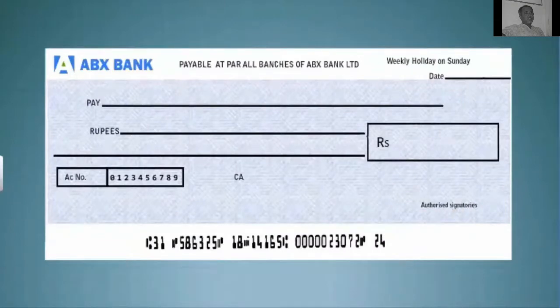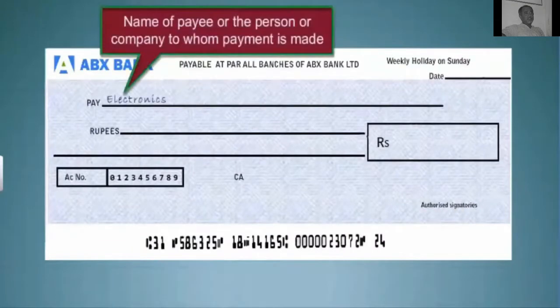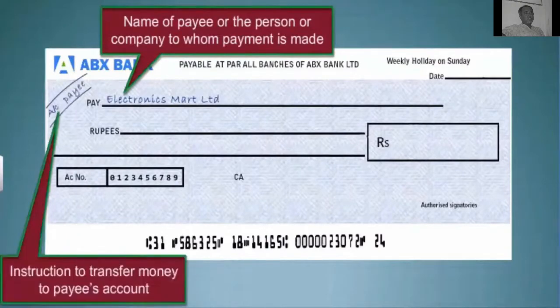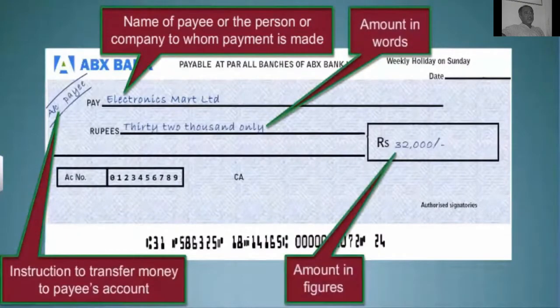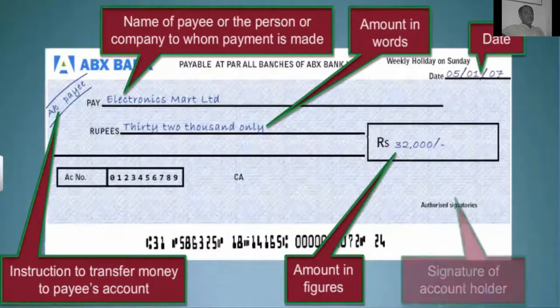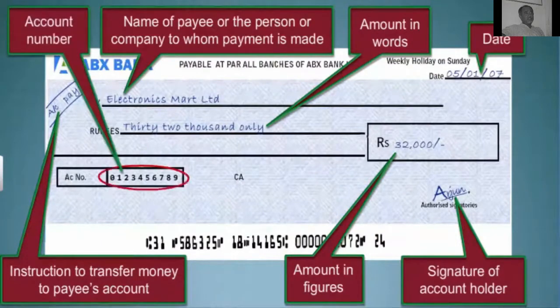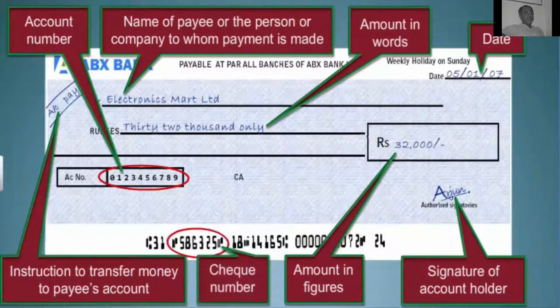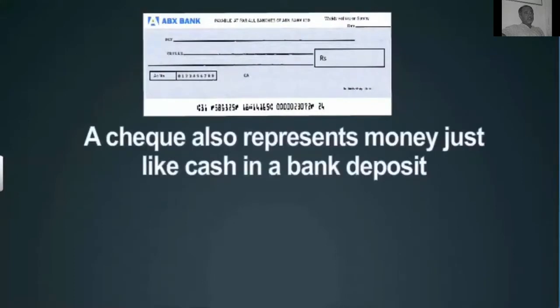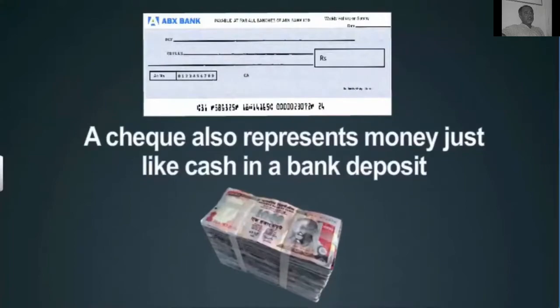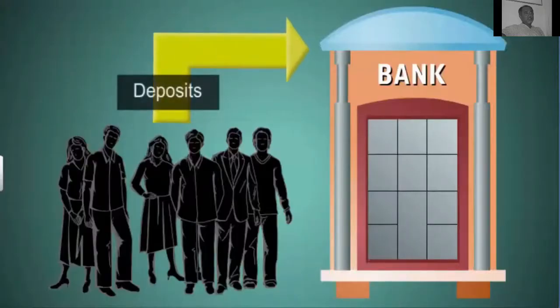A check has all the information about the person to whom the payment is to be made, the amount, and the date. A check bears the account number of the person issuing the check. A check also bears a unique check number that can be used to track the payment. In today's economy, a check also represents money, just like cash, and can be used to make payments directly from a bank deposit. People's deposits in a bank create a big cash pool with the bank.